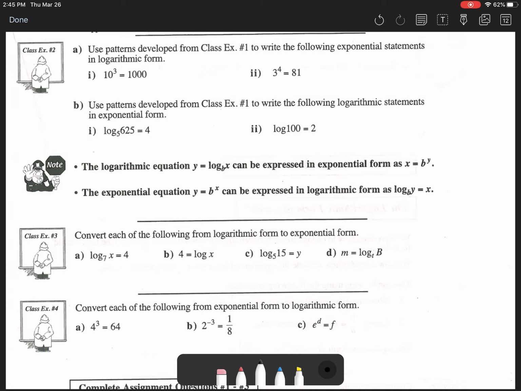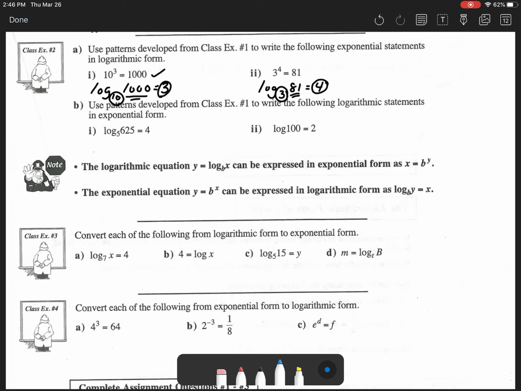So on the next page, it says, use the patterns developed from class example 1 to write the following exponential statements in log form. So this is exponential form. Okay, 10 cubed equals 1,000. In log form, it would look like this. Log base 10 of 1,000 equals 3. There it is in log form, because 10 to the exponent of 3 equals 1,000. Okay, using that same logic on the next page, it's going to be log base 3 of 81 is equal to 4. 3 to the exponent of 4 equals 81.